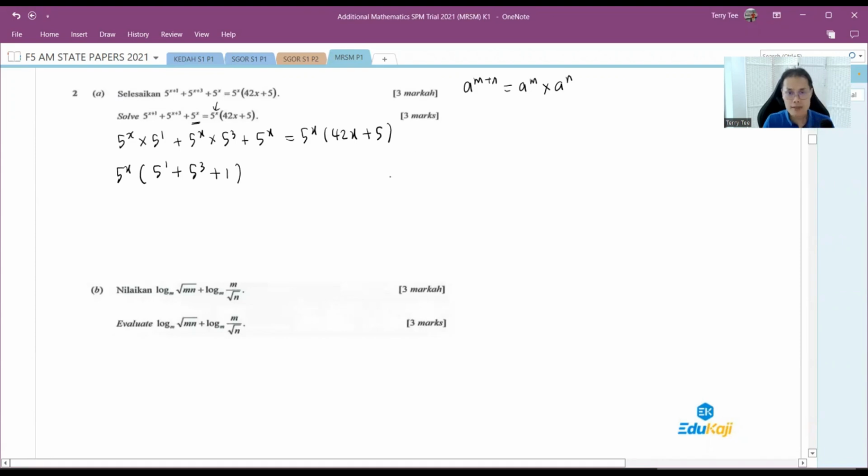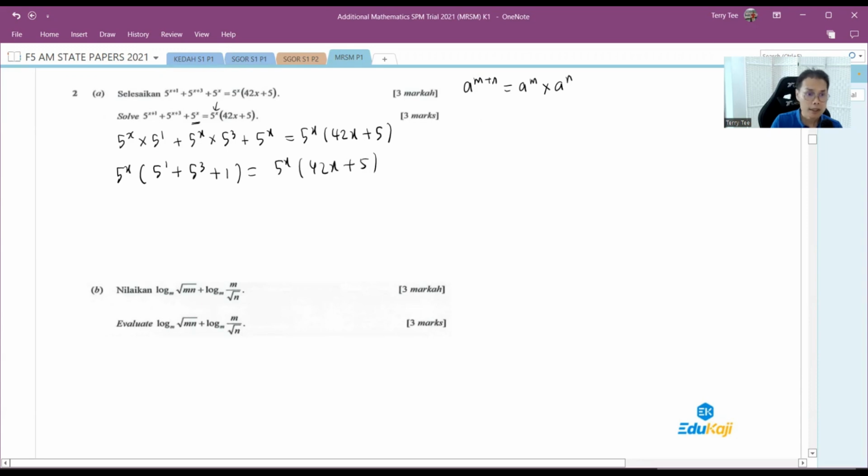Remember, if you can't see, you can actually use substitution, because we can just say that this is u, this is u times 5, and the other one will be u times 5 power 3, and the last one is just u. So when you take out u from here, you're left with 5, you're left with 5 power 3, and when you factorize the u, you're left with 1. Okay, so now the next thing is, let me copy this first, 5 power x, 42x plus 5.